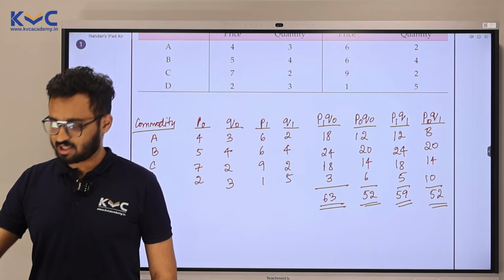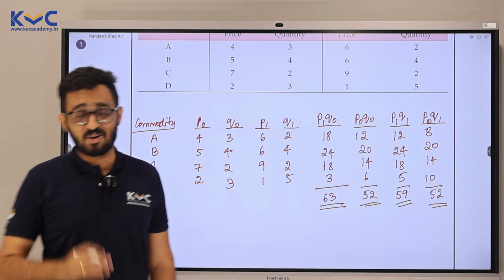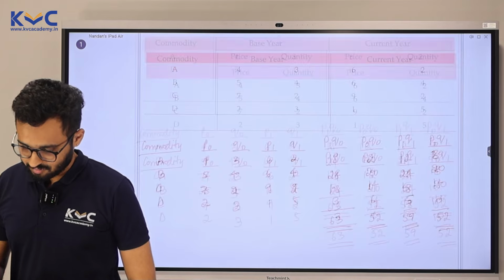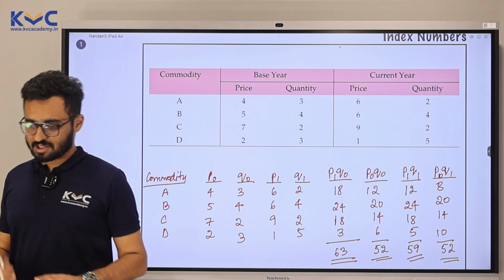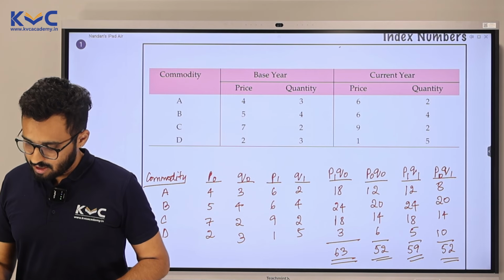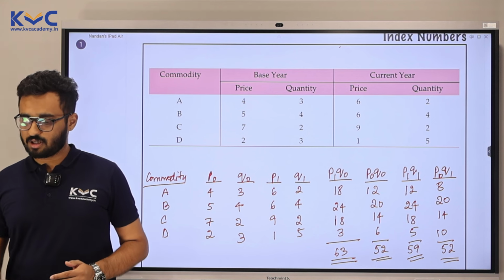Let me recheck these figures because these numbers are crucial. If one number goes wrong here, then all the calculations will go wrong. Right? So let me recheck. A, B, C, D 4572, 3423, 6691, 2425. P1 into Q0. So this is P1. Correct? So P1 into Q0.